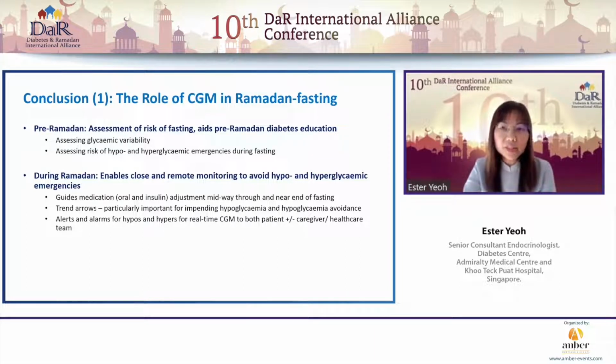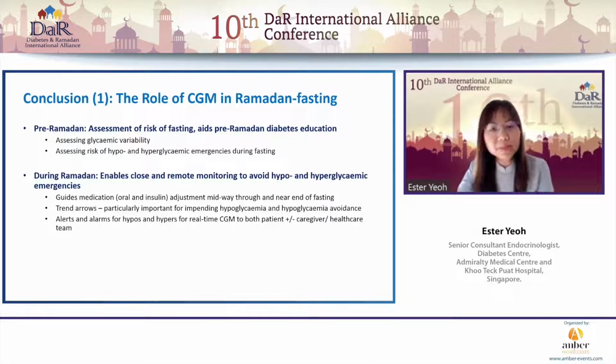It helps the physician to guide medication adjustment, whether it's oral or insulin, midway through and near the end of fasting. Patients can also use the trend arrows in order to look at impending hypo and hyperglycemia and avoid those events. Alerts and alarms for hypos and hypers for real-time CGM to both the patient and caregiver or healthcare team is also particularly useful.